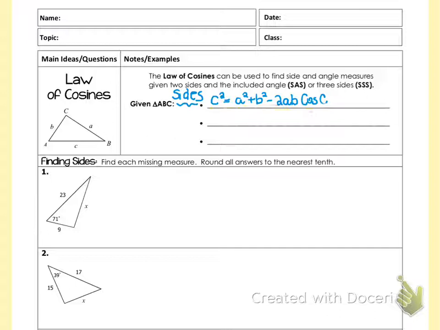So we're going to go ahead and take a look at finding a side, and then we'll come back and we're going to add to our formulas here. We're going to look at a different perspective on the law of cosines if we're trying to find an angle. So let's take a look at example number 1.